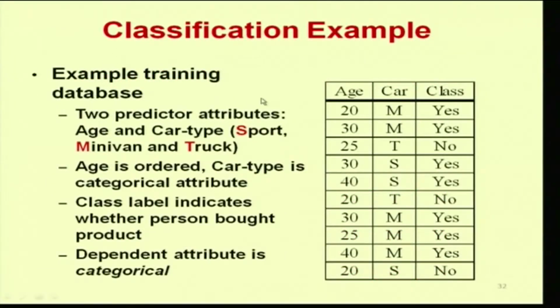Now, a classification example. Look at this example of a training database with two predictor attributes, age and car type. Car type can be sport, minivan or truck. Age is ordered, and car type is a categorical attribute, that means it can have three values. The class label indicates whether the person bought or did not buy. So, you are going to classify this set of data into yes or no, whether they bought it or did not buy it, and the dependent attribute is the category. So, this is an example of classification. What we are trying to do is, given these two attributes, predict the class.